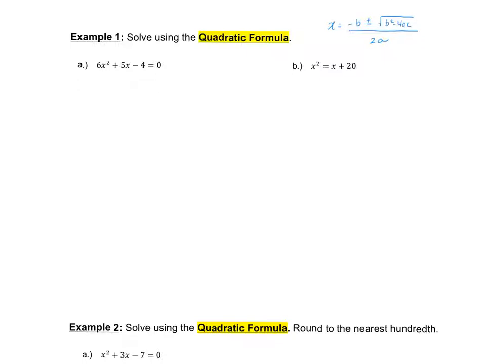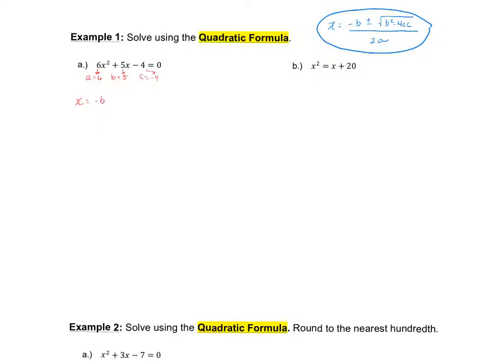So I've written the quadratic formula up here for me to use. And I know from this particular quadratic that a is 6, b is 5, and c is negative 4. So I make myself a little chart. The a is always in front of the x squared, the b is always in front of the x, and the c is always the constant, the number without a variable. And then I'm just plugging into this formula.